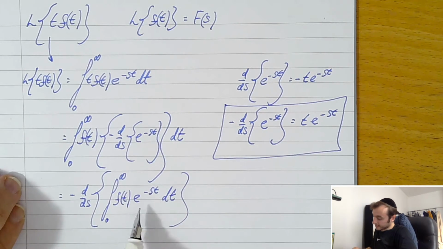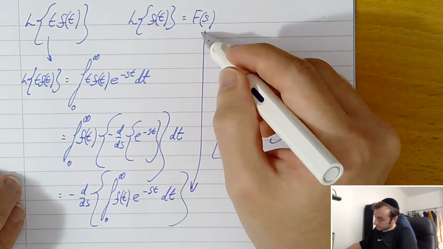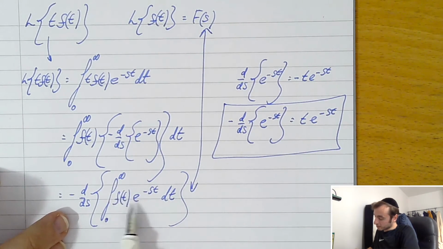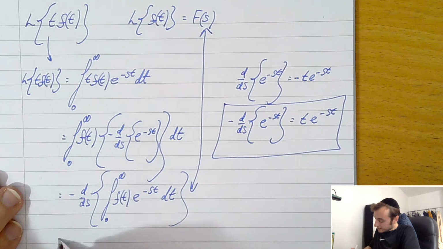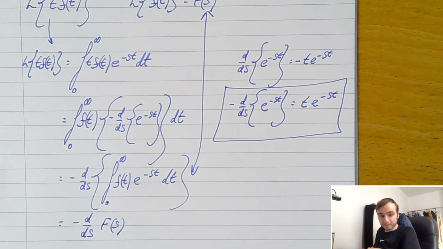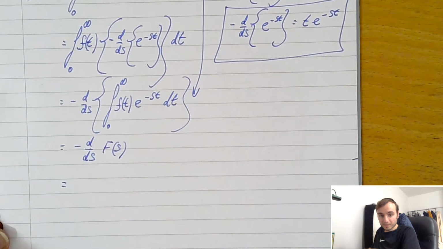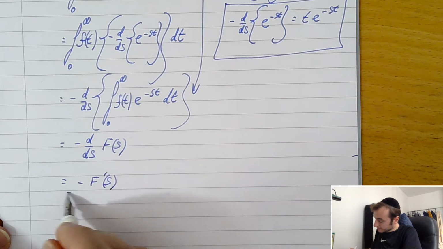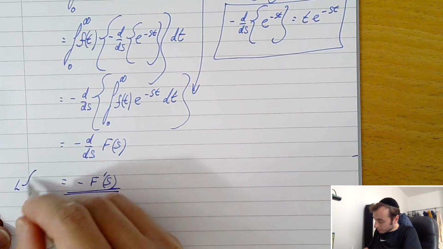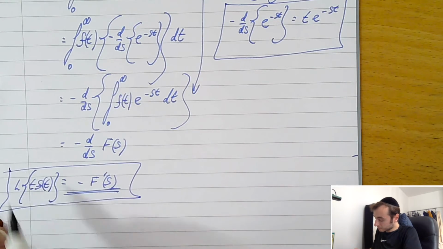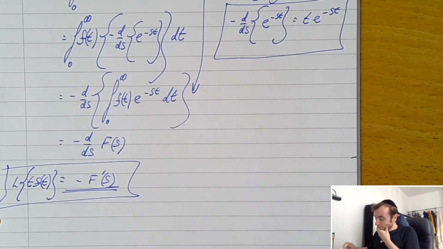And oh look, that is F of s. That's our original Laplace transform of f of t, isn't it? The semi-infinite integral of f of t e to the minus st dt. So we can say that this is equal to minus d by ds of F of s, or in other words, minus F prime of s. And that's going to be the Laplace transform of t f of t. So it's as simple as that.